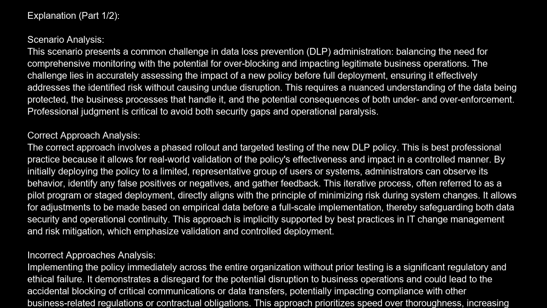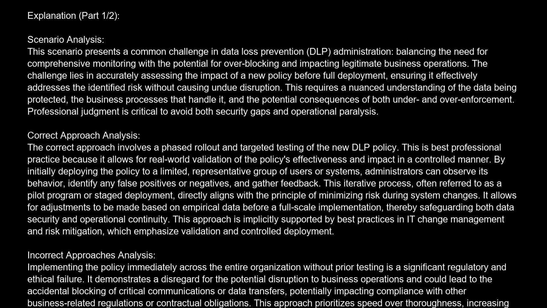The challenge lies in accurately assessing the impact of a new policy before full deployment, ensuring it effectively addresses the identified risk without causing undue disruption. This requires a nuanced understanding of the data being protected, the business processes that handle it, and the potential consequences of both under- and over-enforcement. Professional judgment is critical to avoid both security gaps and operational paralysis.